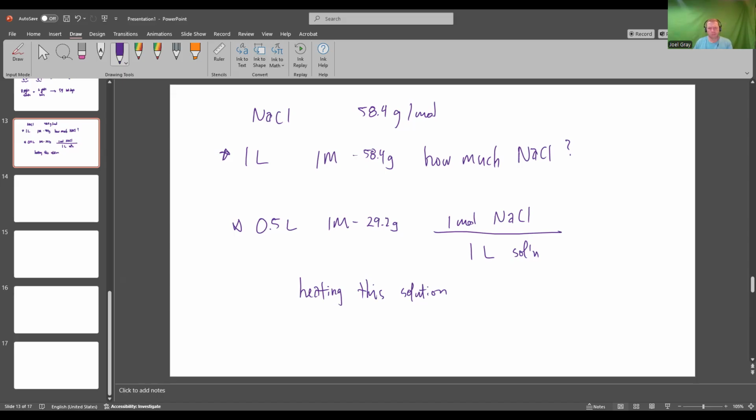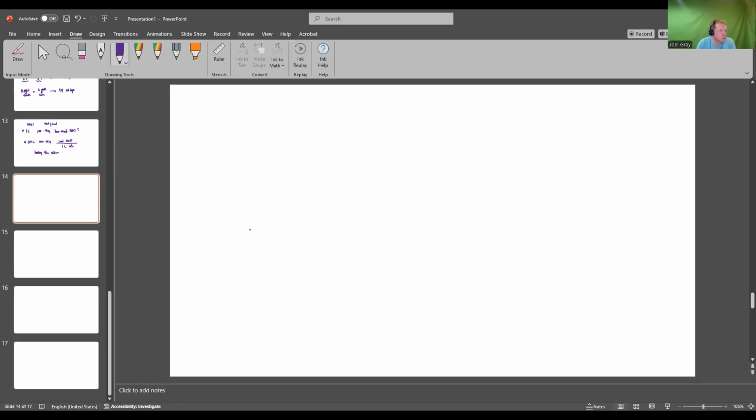Okay. Now, this is pretty much the last thing that I wanted. The last thing that I wanted to go over is, let's say you had this 1 molar solution of NaCl, and it's 0.5 liters. If I added 0.5 liters of H2O, what's going to happen to the concentration of NaCl? If I added H2O to this, is this going to go up or is it going to go down? It's going to dilute it, so it's going to go down. Yeah, the concentration will go down.